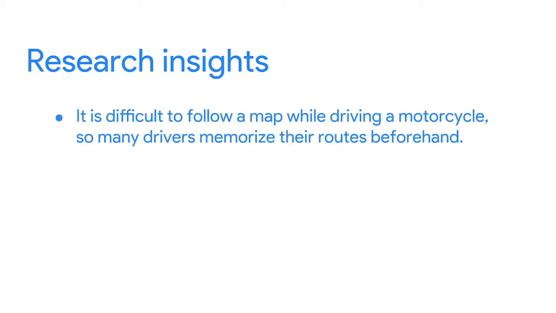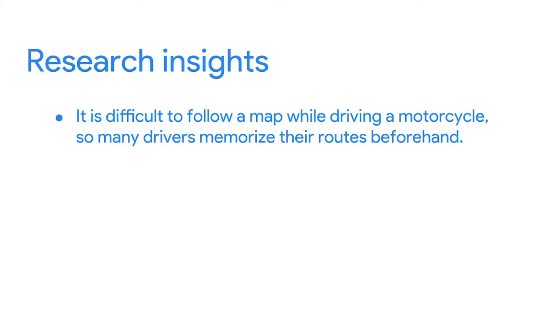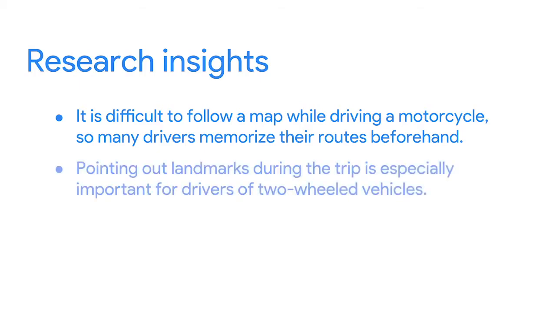First, the team discovered that it is difficult to follow a map while driving a motorcycle. So many drivers memorize their routes beforehand. This insight was valuable in the design stage. It helped UX designers make the trip instructions more glanceable and memorable. Researchers also realized that pointing out landmarks during the trip is especially important for drivers of two-wheeled vehicles. The team took this insight and added more landmark references to the directions in Google Maps.